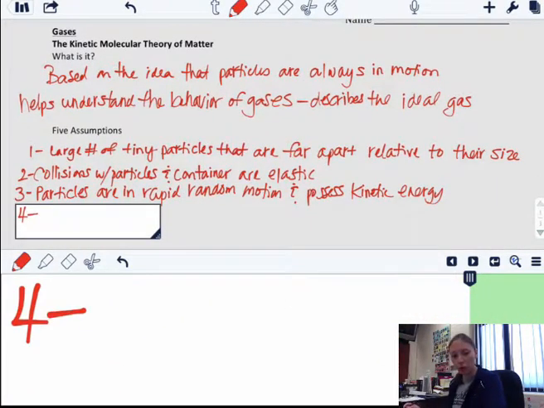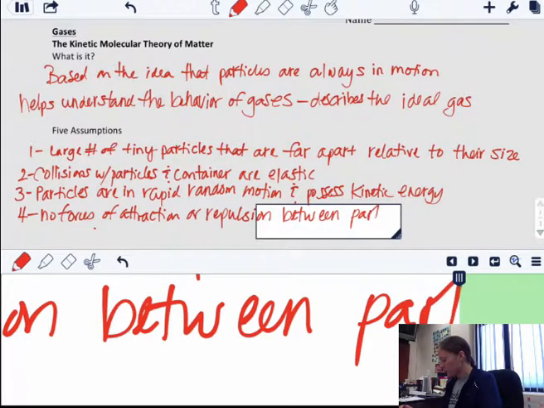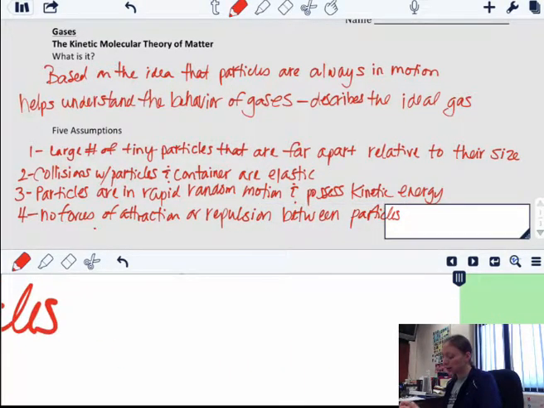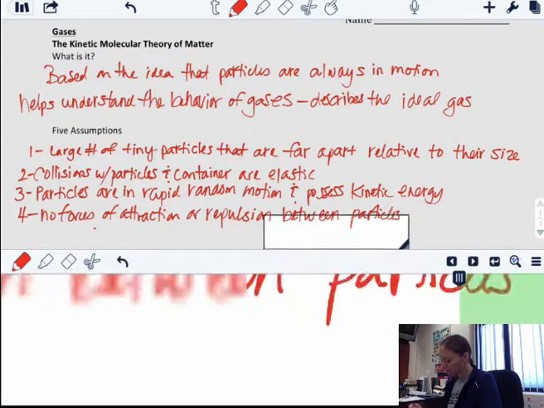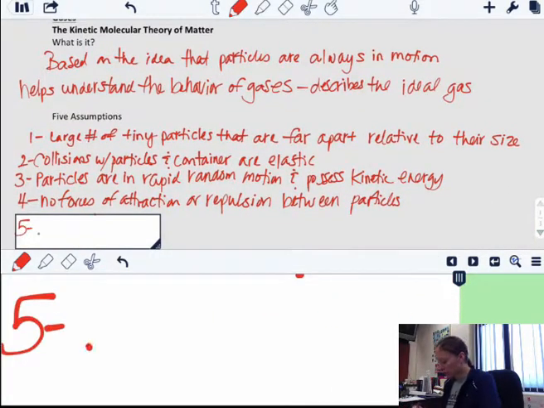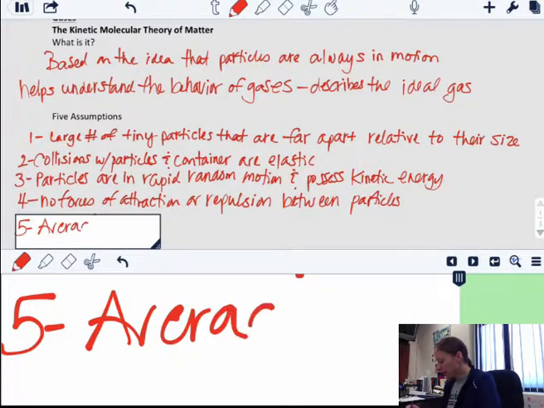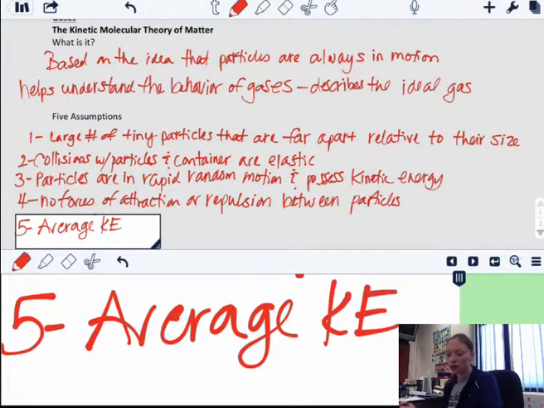Alright, number 4, there's one more after this because there are 5. There are no forces of attraction or repulsion between particles. And that just means as these small particles that are very far apart are colliding with one another because they're moving around rapidly and randomly, they don't stick to one another. We're going to assume that they just hit, they bounce off, they go other directions, and they're not being pulled towards one another. Okay, the last one then is that your average kinetic energy, and I usually write kinetic energy as just KE, depends on the temperature of the gas.